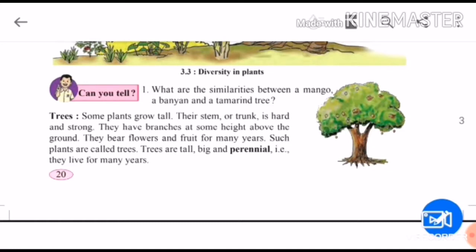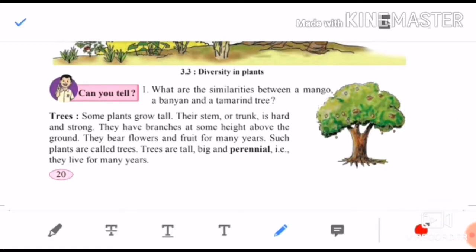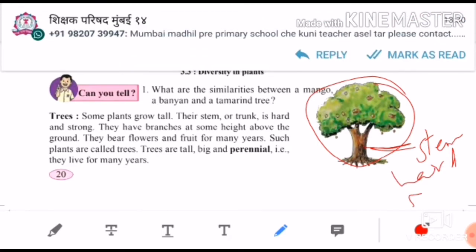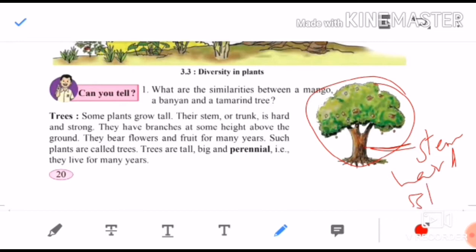If you touch it, now here the picture is given to you. This one is a tree, a tall one. If you see this stem, it's very hard and strong. Yes or no, children? It is very hard and strong. So remember that trees are tall, and their stem or trunk is very hard and strong.